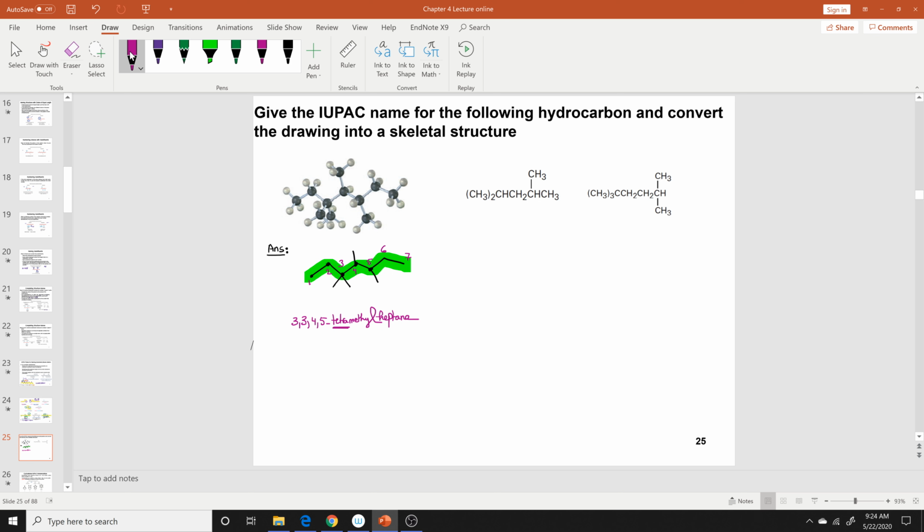Tetra stands for 4, so I need to have 4 numbers. If I had a 3 here, then I need to have 3 numbers. The numbers need to correspond to the number of substituents. Okay?